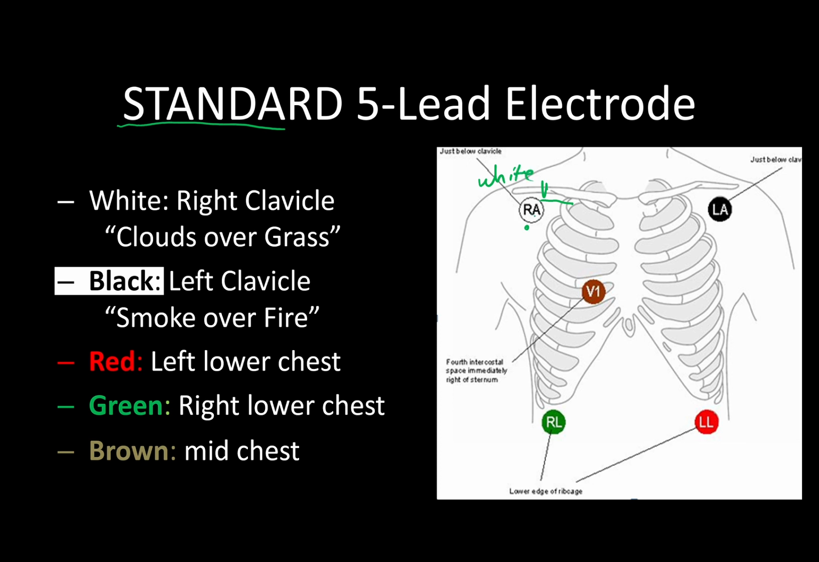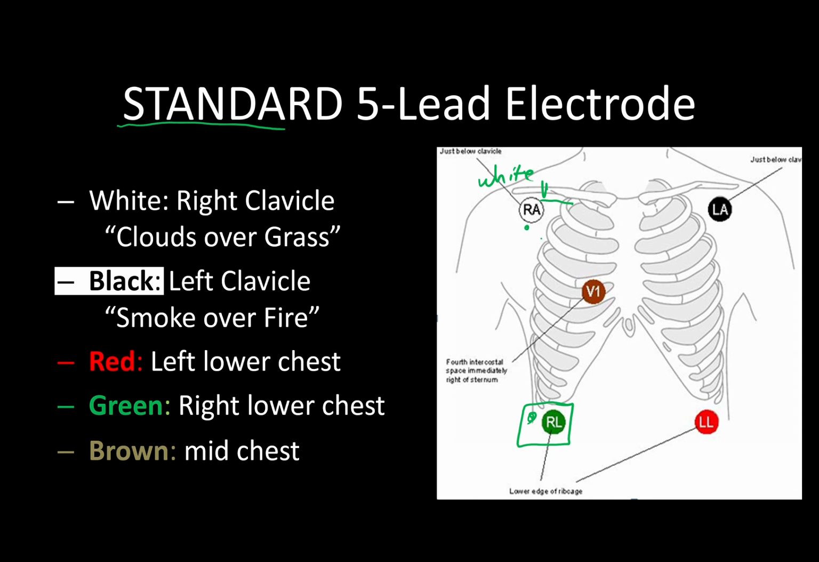Now you want clouds over grass, correct? So grass would be your green one down here. And so your green lead is going to be right there at the tip of the rib cage. It is actually a great place to put it, especially if you have an obese patient where their stomach's really rounded. Putting it at the tip of the rib cage is a really great spot.